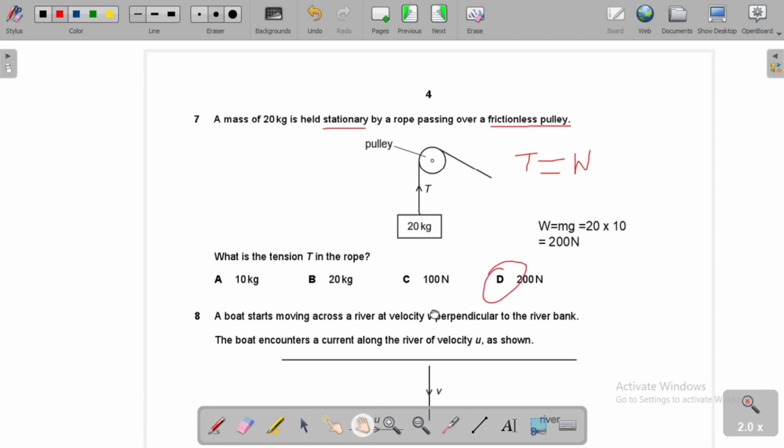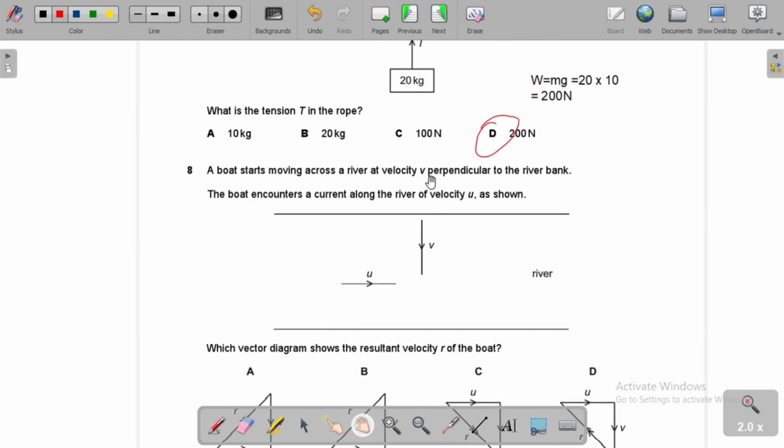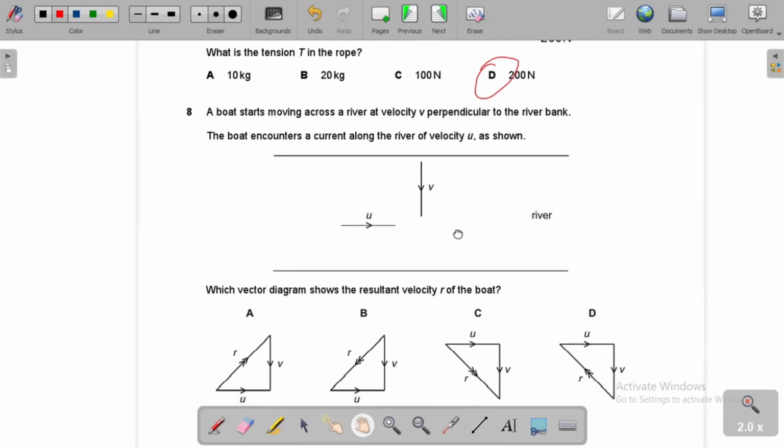Okay, the next question. A boat starts moving across a river with a velocity v perpendicular to the river bank. The boat encounters a current along the river of velocity u as shown. Which vector diagram shows the resultant velocity r of the boat? Looking at this, we have it this way. This is the velocity v, coming this way, and then u is coming this way.